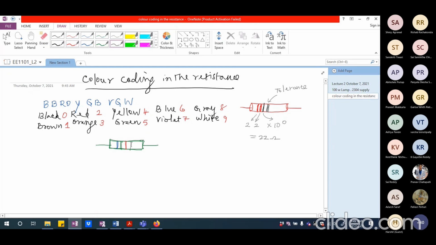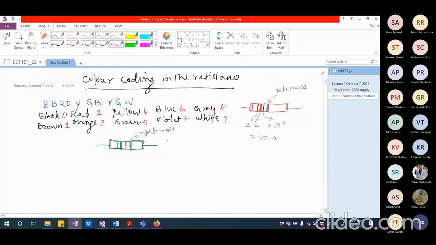The last one has to be the tolerance ring. Always the tolerance ring will be the rightmost. You have to look at it that way, and then you have to put the digits, keeping this the rightmost. And tolerance is always gold, or silver. If it is gold, there will be 5% error that can be tolerated basically. So the manufacturing process will allow 5% error in the resistance.